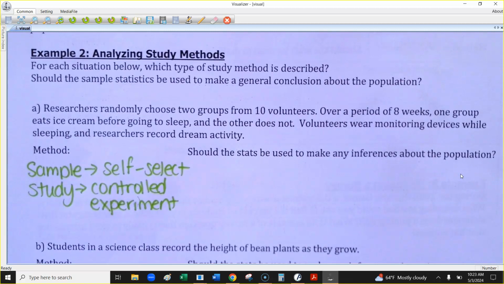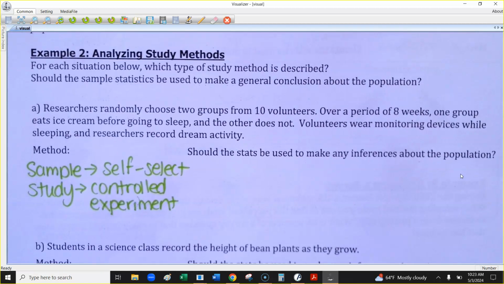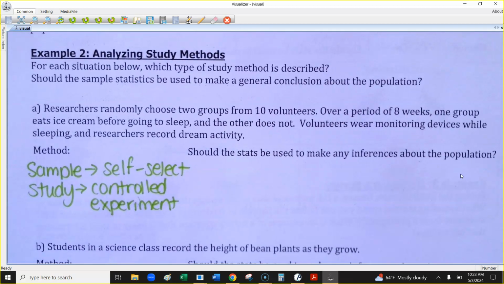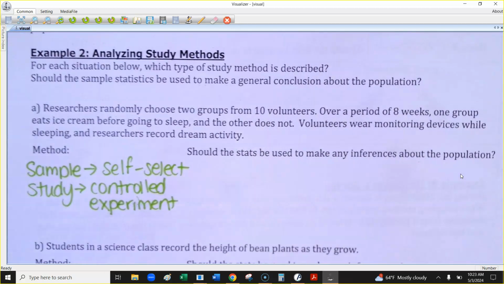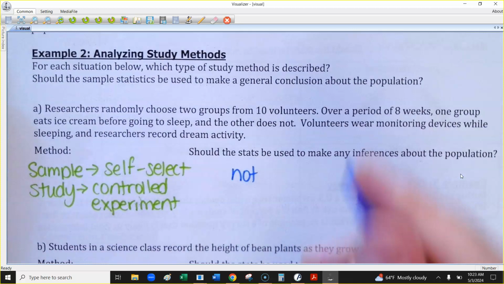Like, what would be good or bad? Do you think this is a decent setup for their study? What do you think? Yeah, I would say this is not great, right? We'll be positive about it. Okay, so this is not great.